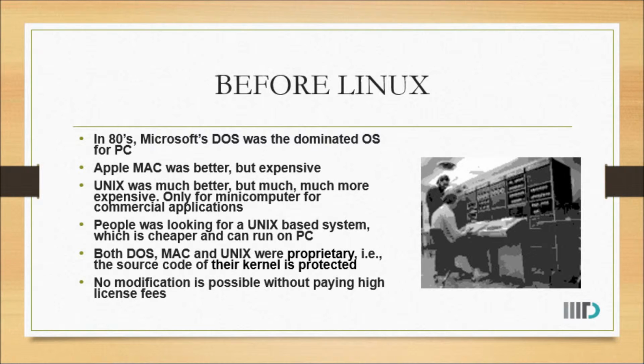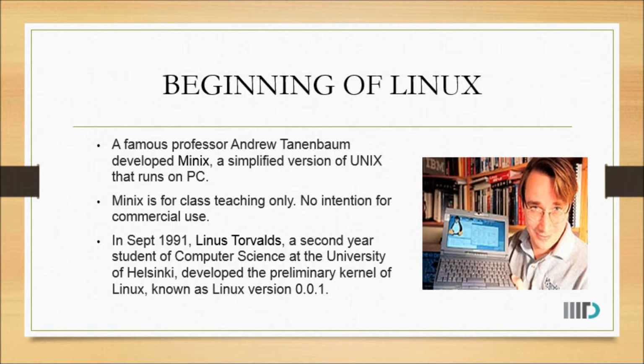DOS, Mac and Unix were all proprietary, that is, the source code of their kernel is protected. No modification is possible without paying high license fees. Beginning of Linux. A famous professor, Andrew, developed Minix, a simplified version of Unix that ran on PC. Minix is for class teaching only, with no intention for commercial use.